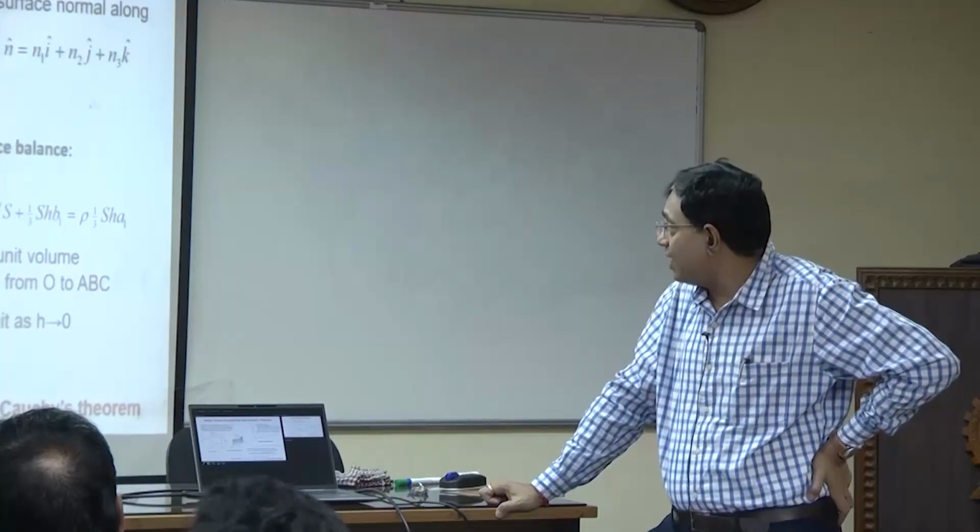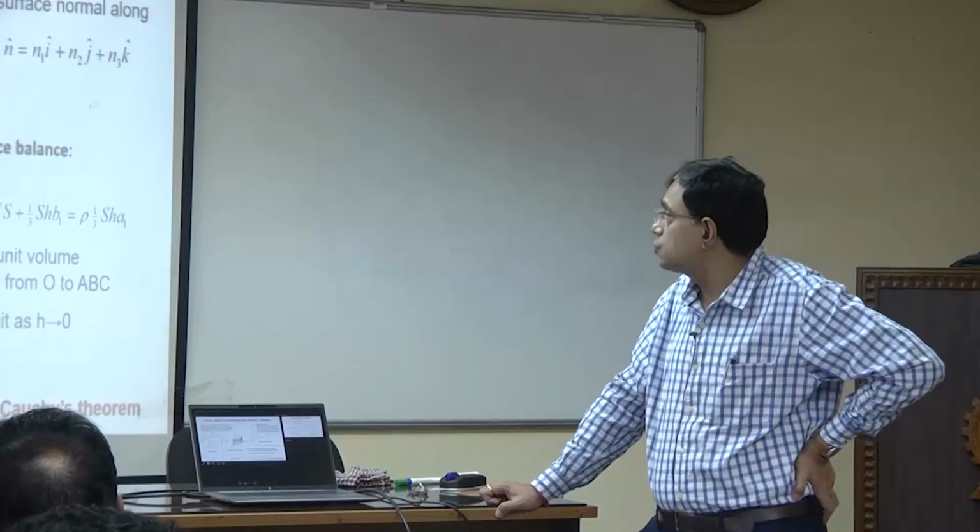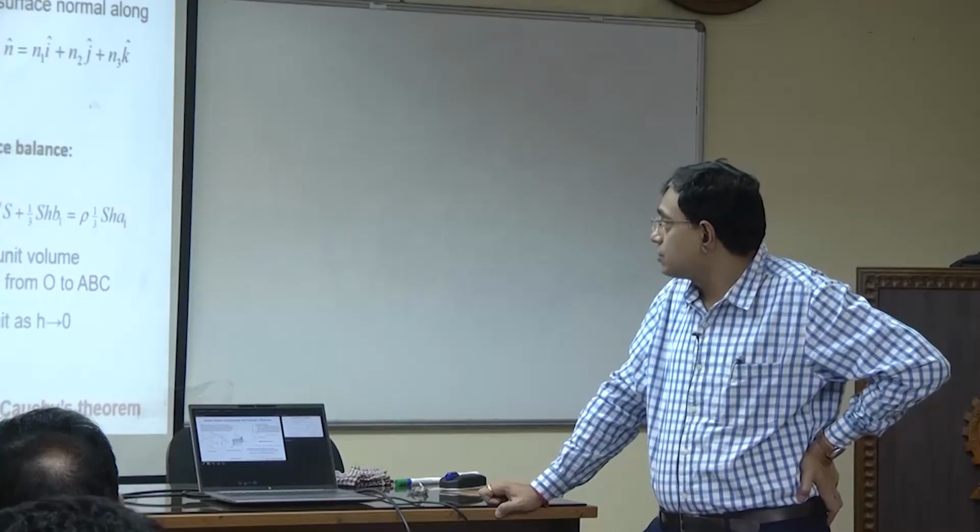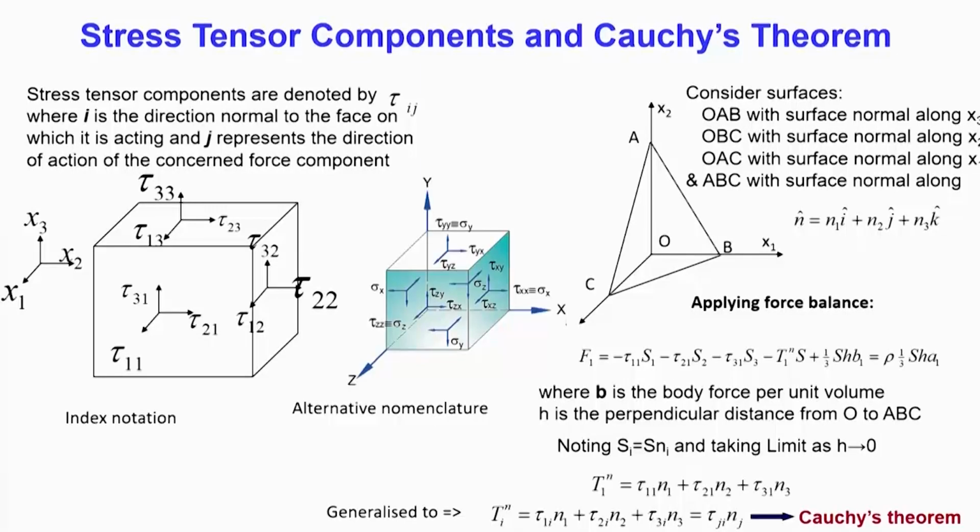So, to do that we construct this diagram where you have 4 faces. These 4 faces are: one is AOC, another is AOB, another is OBC, and the fourth one is ABC.